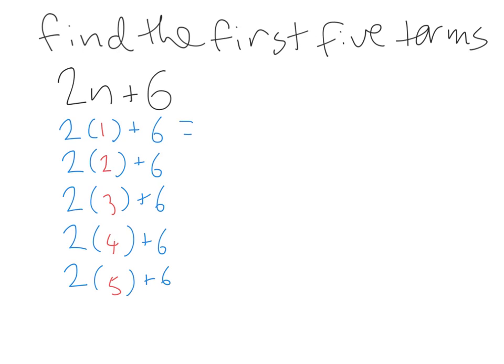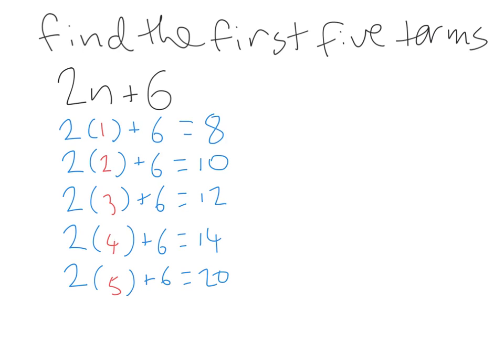So 2 times 1 is 2, plus 6 is 8, so 8 is my first term. 2 times 2 is 4, plus 6 is 10, so 10 is my second term. 2 times 3 is 6, plus 6 is 12, so 12 is my third term. 2 times 4 is 8, plus 6 is 14, so 14 is my fourth term. And 2 times 5 is 10, plus 6 is 20, so 20 is my fifth term.